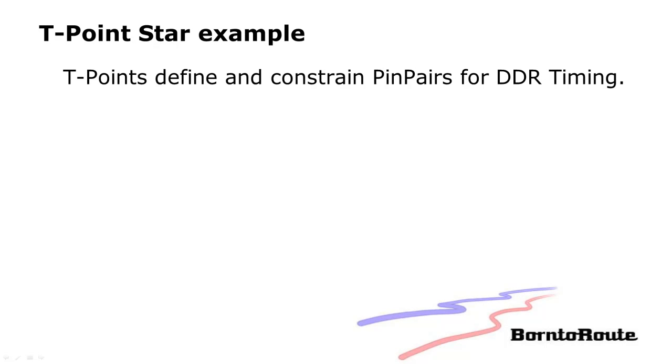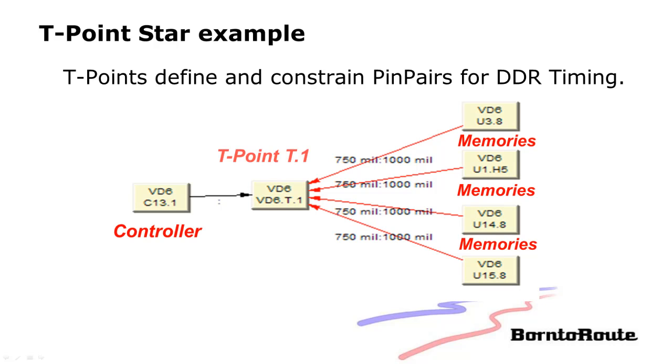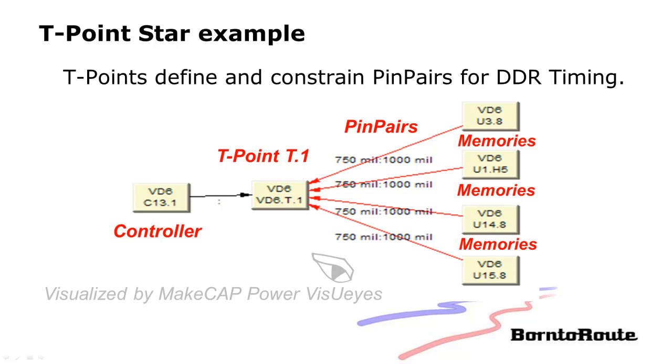DDR memories are often routed with a branching set of paths, and a T-point is often used to be able to constrain the timing from the driver to the T, from the T to each of the memories, from the driver all the way to the memories. This display was extracted and created within MakeCAP Power by the Visualizer.